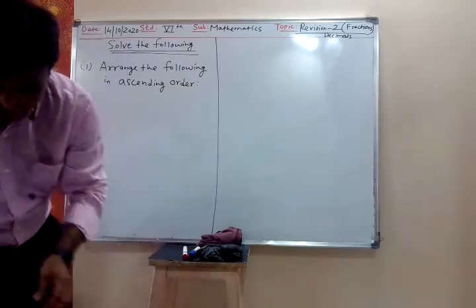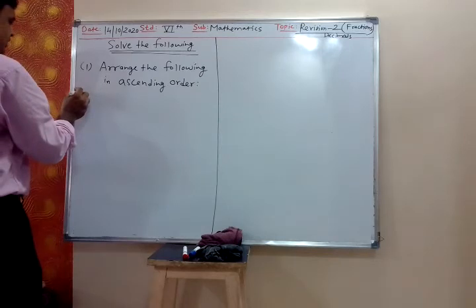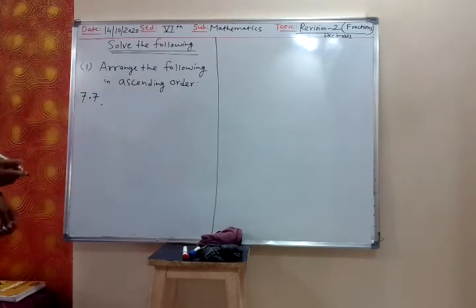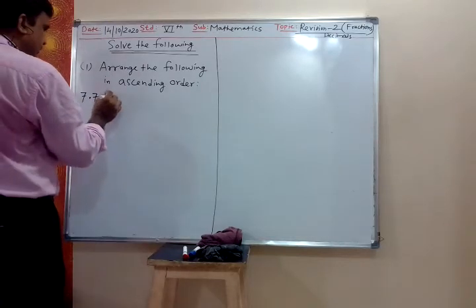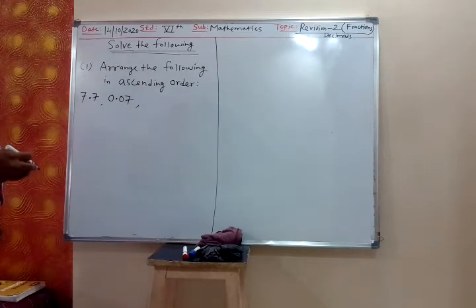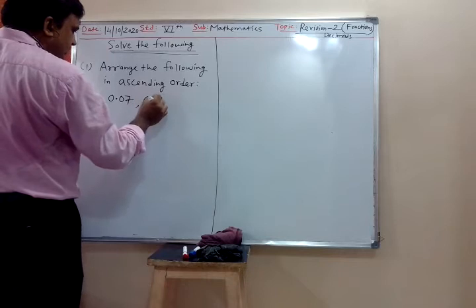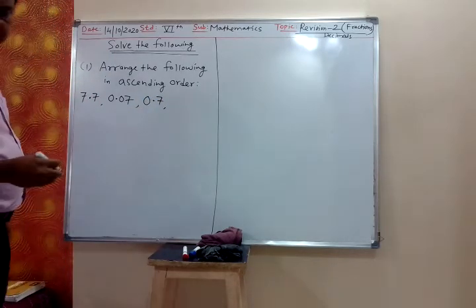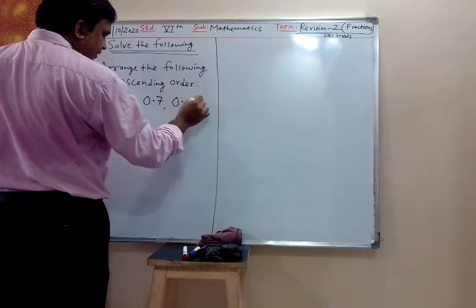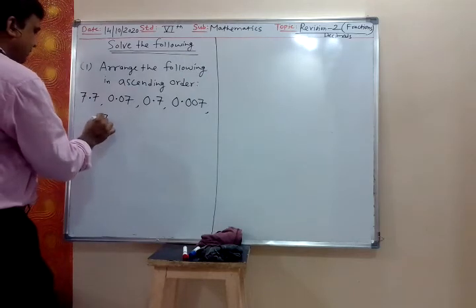Arrange the following in the ascending order. 7.7, 0.07, 0.71, then 0.007, and last it is 7.77.